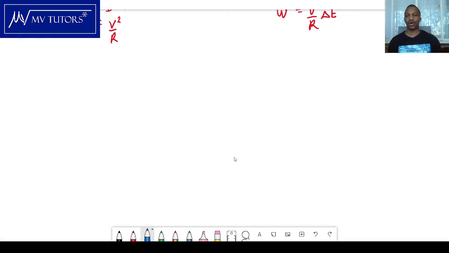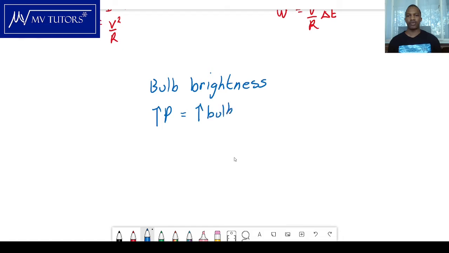Now, one last principle that I want us to learn talks about bulb brightness. How do you make a bulb brighter? Sometimes they want you to know this. The one thing that you need to know is that an increase in power makes an increase in bulb brightness. So what we are trying to do here is just increase the power, but we're given series and we also have parallel. So how do you make the bulbs brighter?